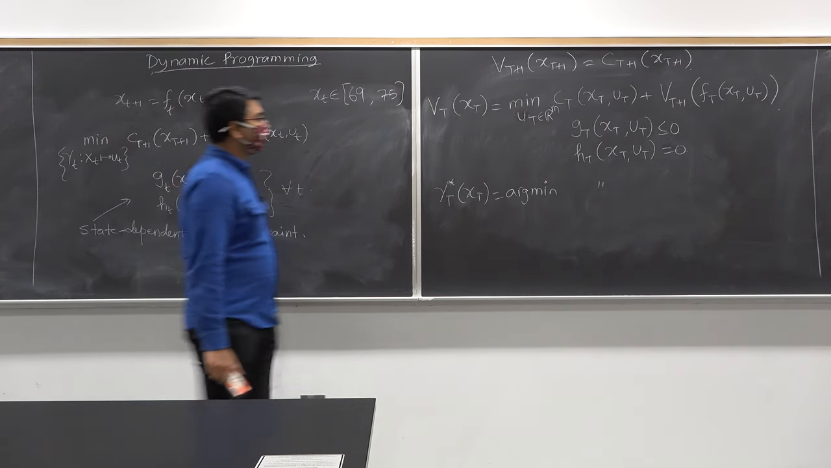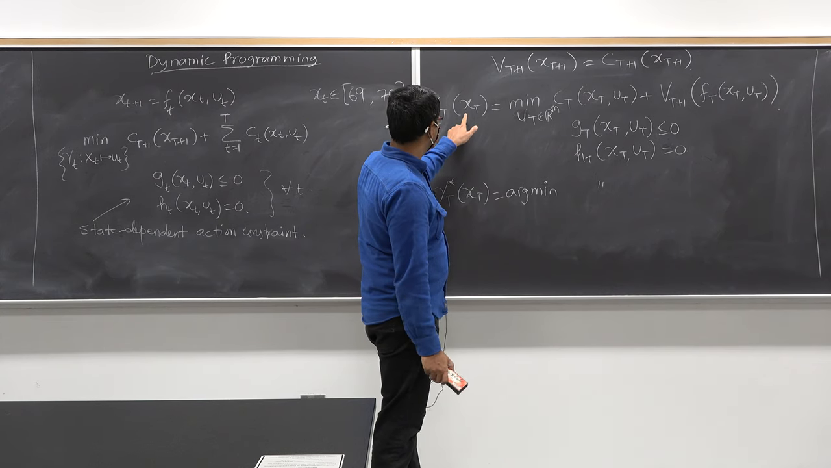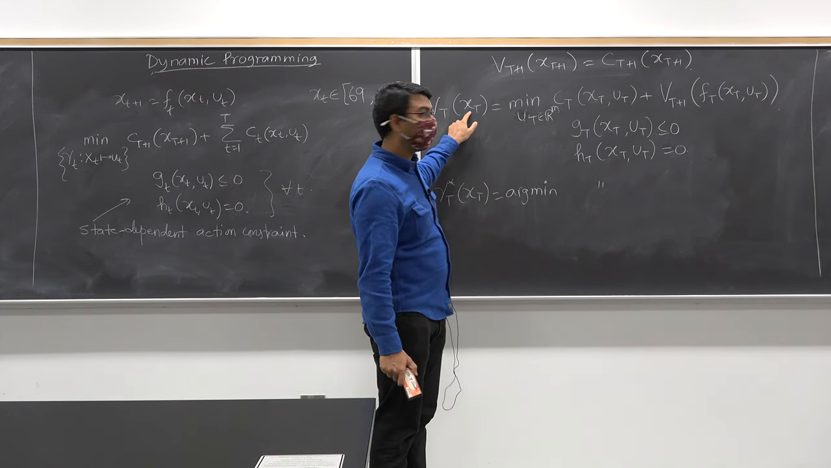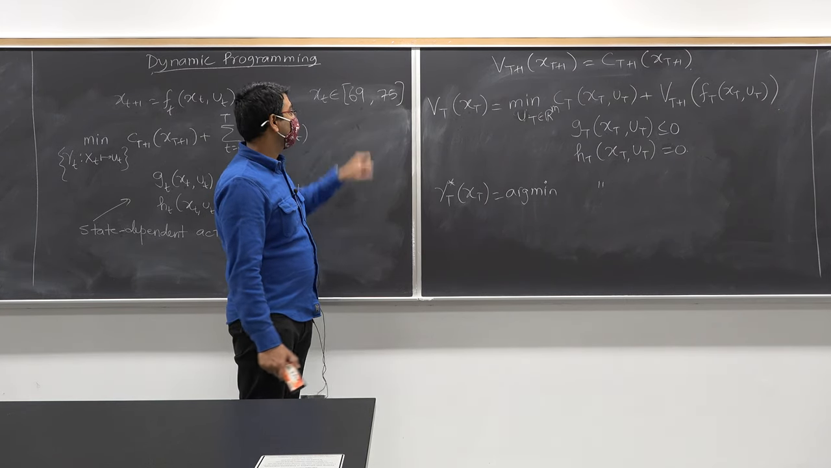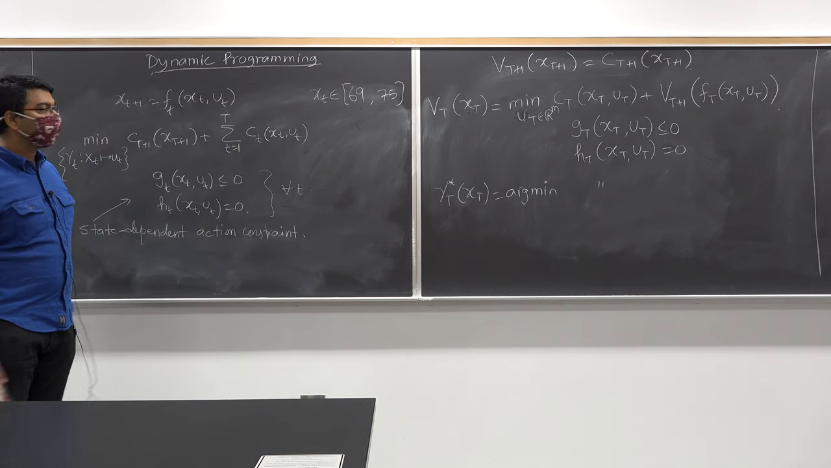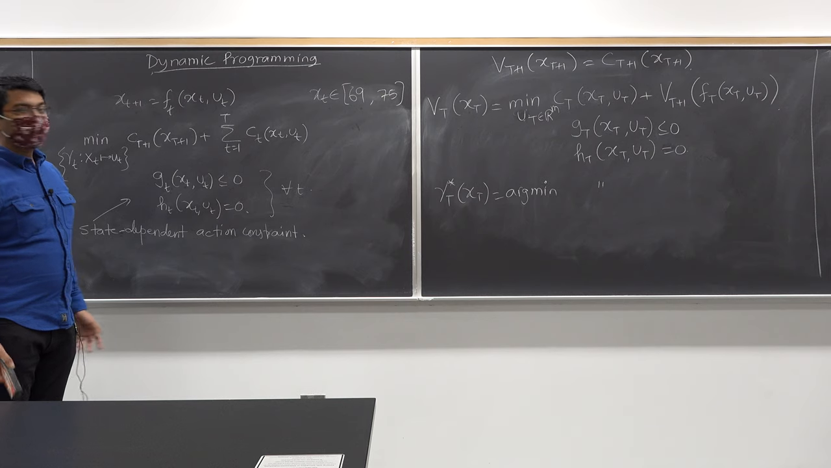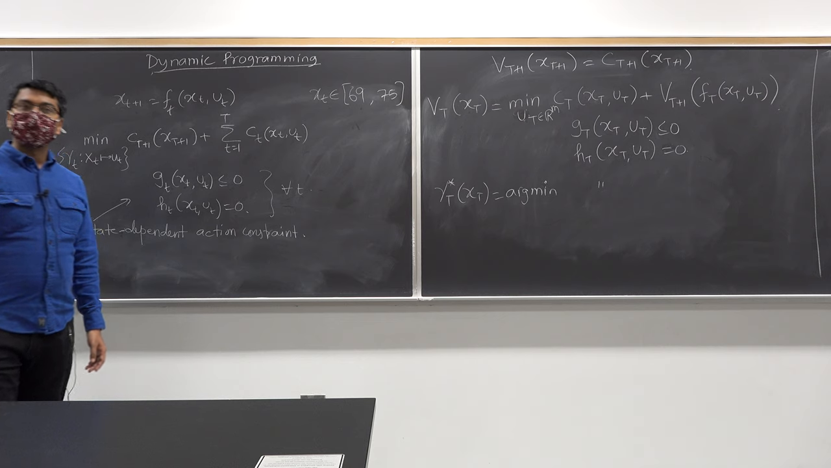What should we do? If you think about it, this value function has to be evaluated at every state. I have infinitely many states between 69 to 75, right? It's an interval. An interval contains infinitely many values. So what should we do? How should we compute the value function? Yes?